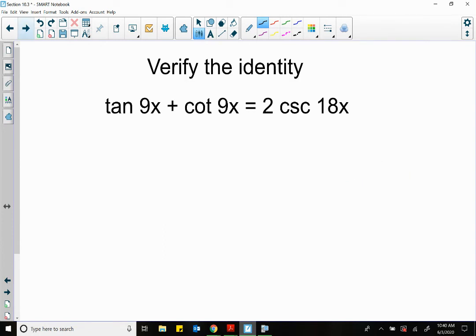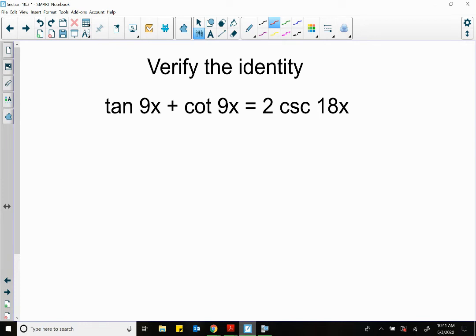And then last but not least, and every section had one of these, here it is. Here's the verify. Take this side over here, tangent 9x plus cotangent 9x, and make it look like 2 cosecant 18x. And give it a shot and go. Okay, so the easiest thing I'm going to tell you is to turn these into sines and cosines. And again, since this is a verify, it's going to be multiple choice, and the multiple choice is going to have the work out down below. Just make sure that whatever you choose matches the work that you do.